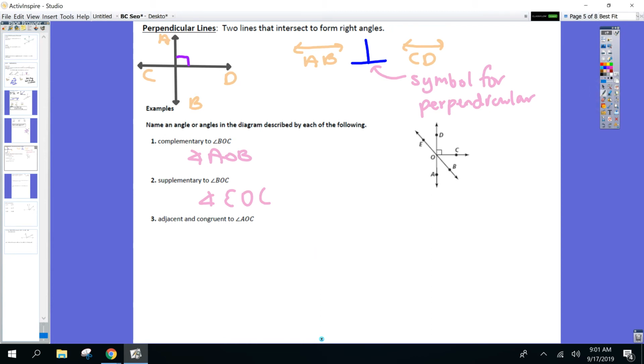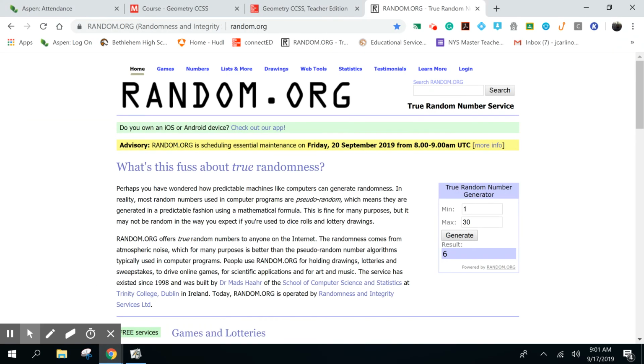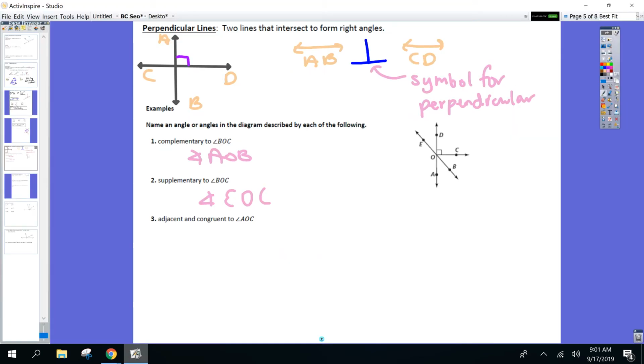And how about adjacent and congruent to AOC? Not too bad, I didn't think. What do you got for me? 2. DOC, yep. Any issues with you guys there? Going. Basic, before we get into a couple word problems.